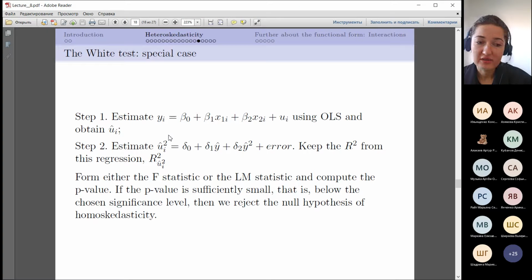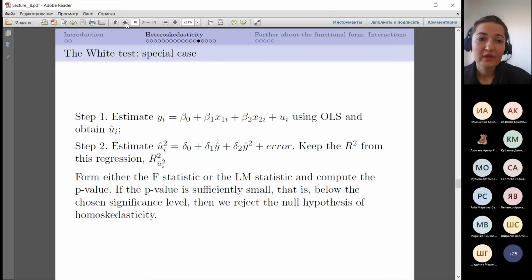The first step here is absolutely the same, but in the second step, you add the square term of the fitted values that you obtained in the previous step as the independent variable. If you square the fitted values, you get a particular function of all the squares and cross products of the independent variables. After this, you again can just run the F statistic or Lagrange multiplier statistic. It depends on the approach used in the software packages.